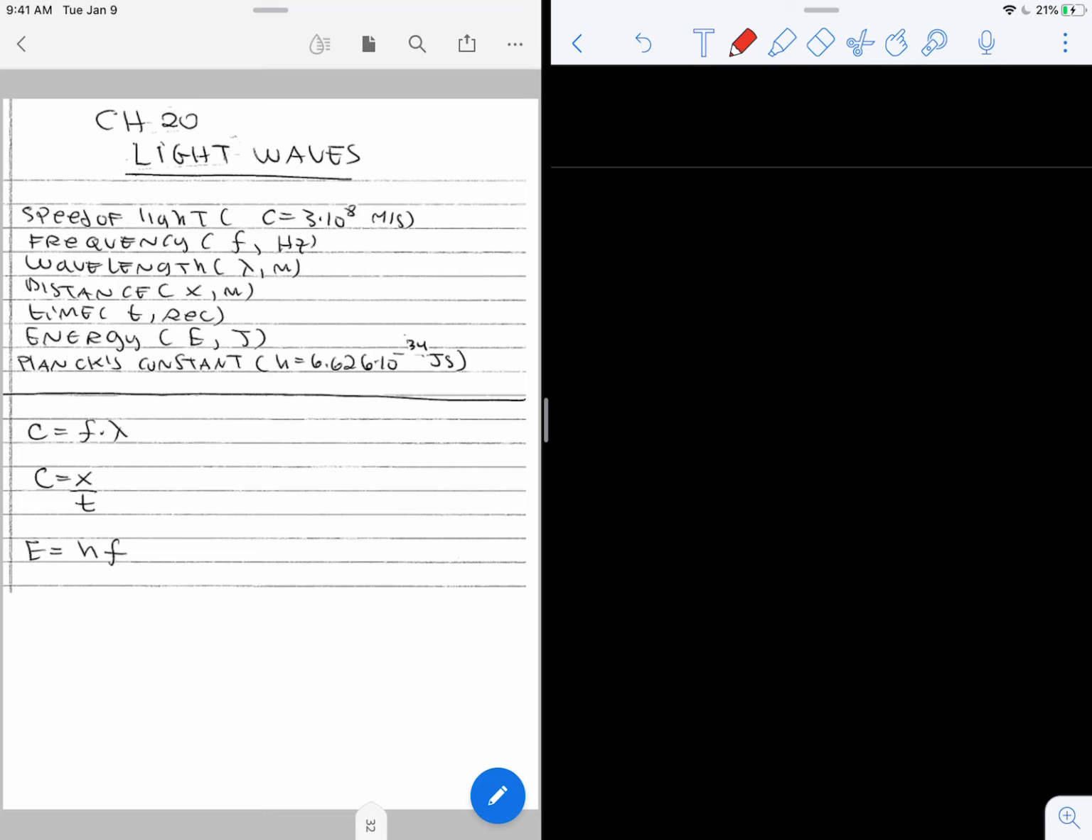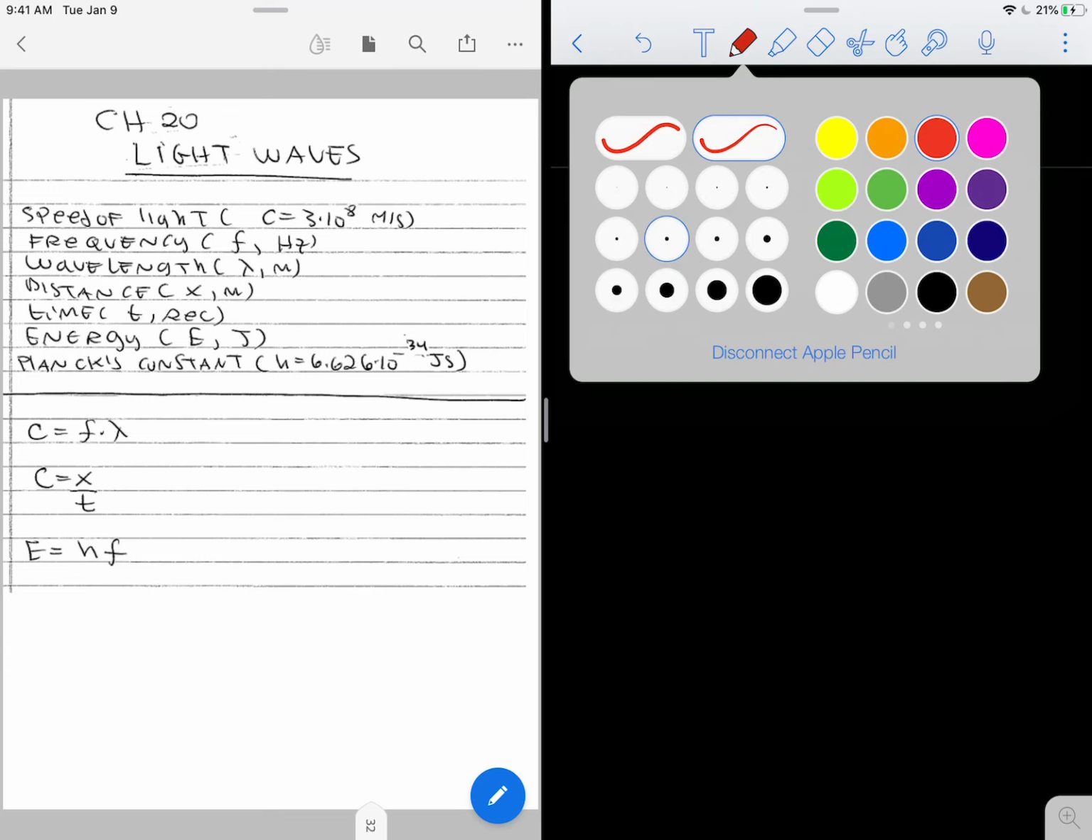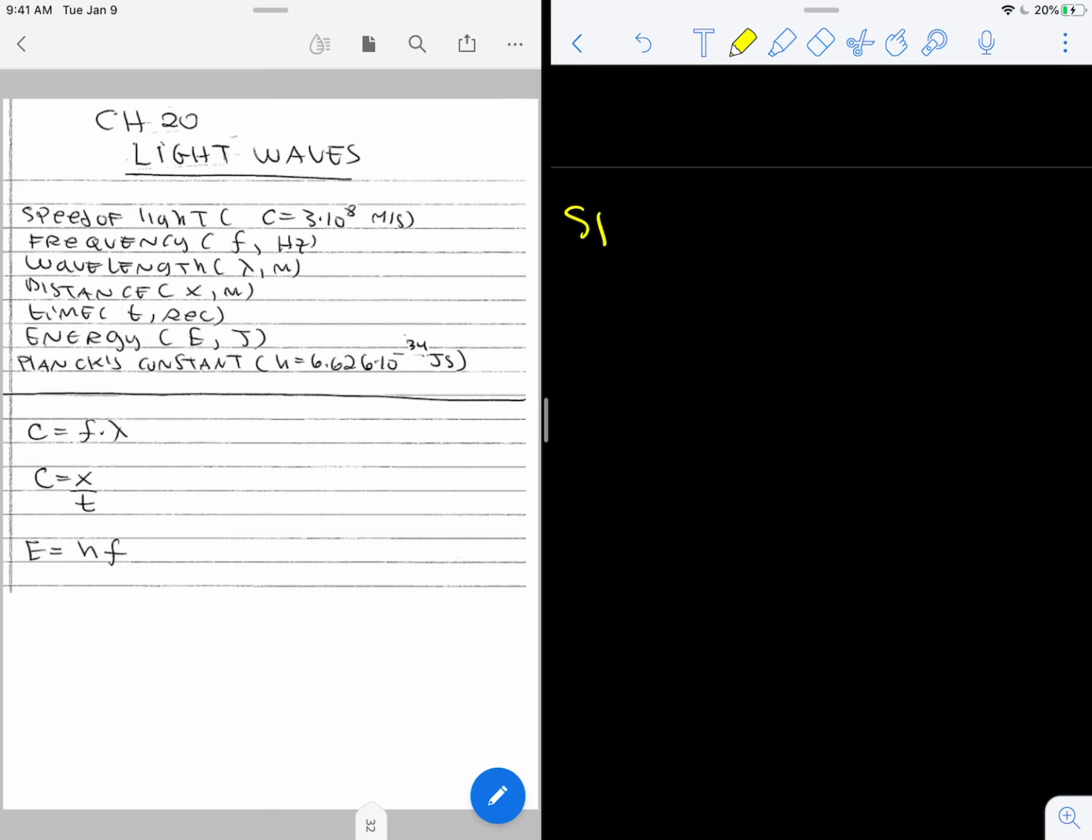Hi everybody, so now I'm going to introduce the terms that we're going to see for chapter 20, which deals with light. So the first term is going to be the speed of light. And this is going to be a constant. C is going to equal 3 times 10 to the 8 meters per second.